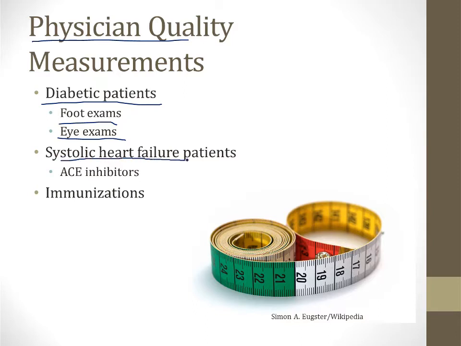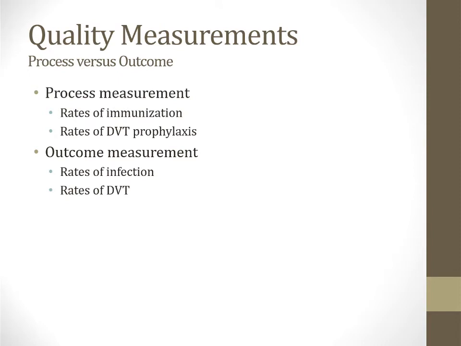Systolic heart failure patients are often monitored for administration of ACE inhibitors because they can reduce mortality and hospitalizations. And immunization rates are often monitored among patients and compared from one physician to another. For the last few slides, I've been talking about specific examples of quality measurements, but I want to point out to you that in general, quality measurements fall into one of two categories. They can be either a process measurement or an outcome measurement.